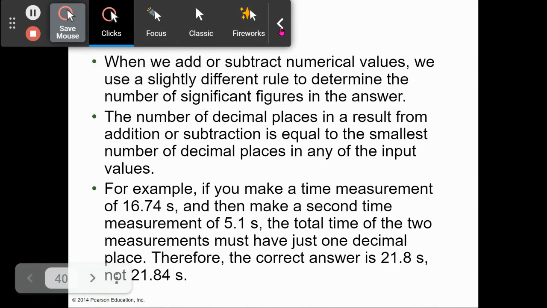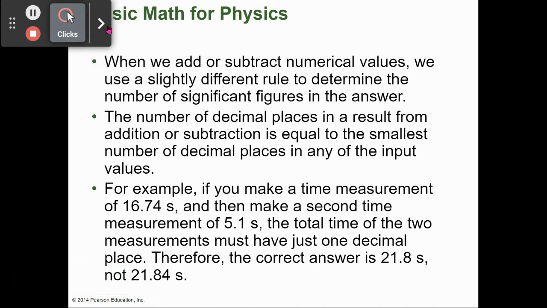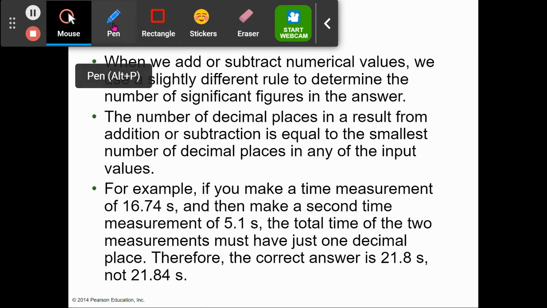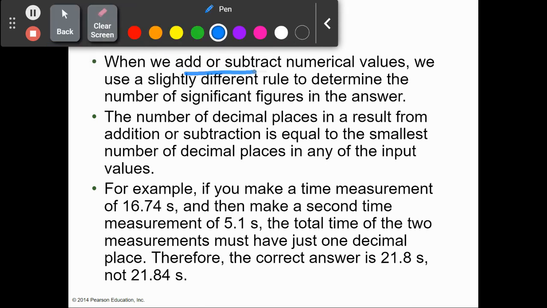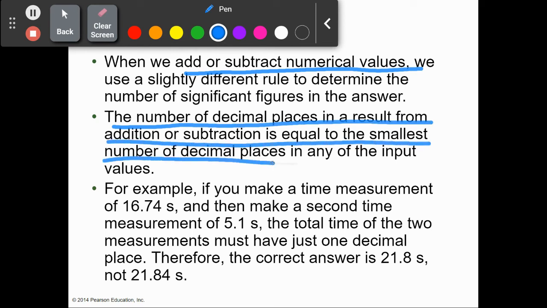All right, so let's do adding and subtracting, and then I'll give you some practice problems for homework because that's going to be the best way to get these done. So in adding and subtracting, it goes by the decimal places. The number of decimal places in a result is equal to the smallest number of decimal places. So you don't count the significant figures when you're adding or subtracting, you count the decimal places. And your answer can only have as many decimal places as the number with the smallest number of decimal places.